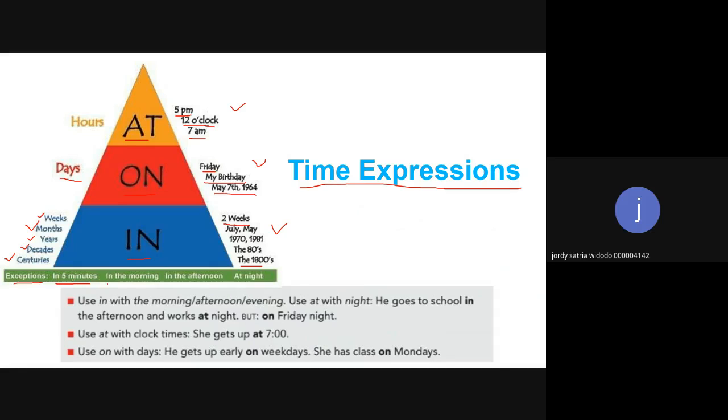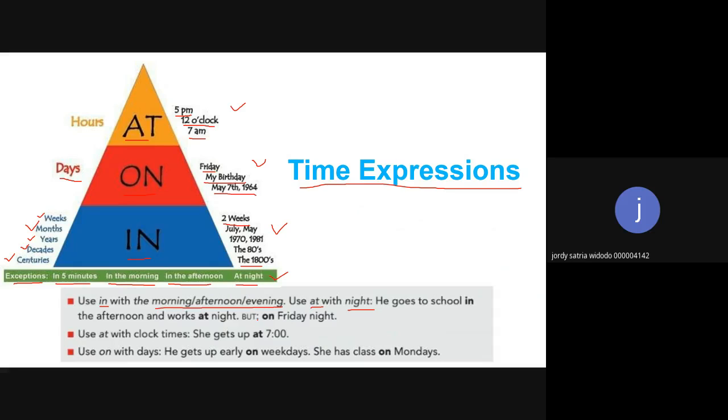And then in the morning, you can also use in for that: in the morning, in the afternoon. But for night, you cannot say in nights. You need to say at night. Use in with the morning, afternoon, and evening. For instance, in the morning, in the afternoon, and in the evening. Use at with night, like I said before. At night. We cannot say in the nights. That's wrong.